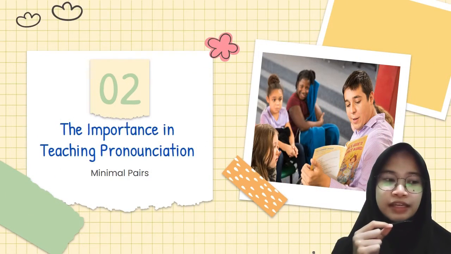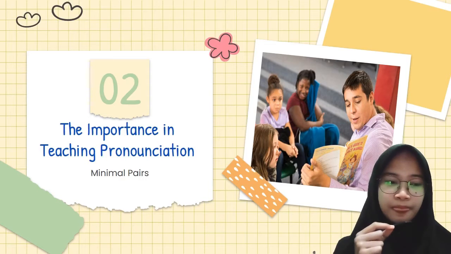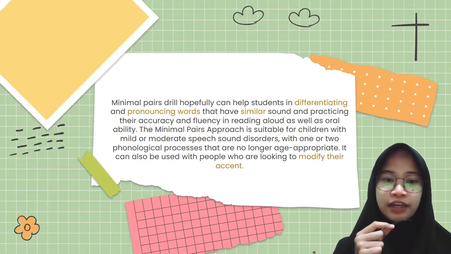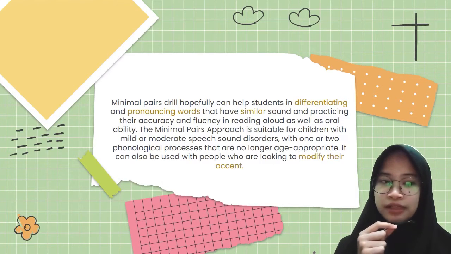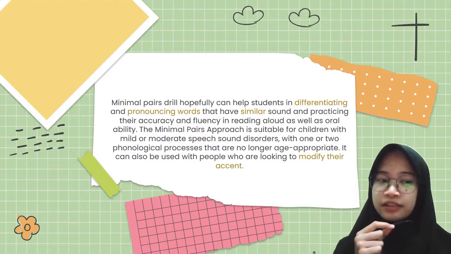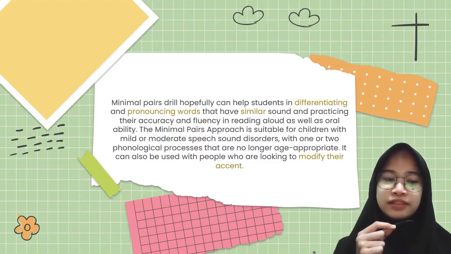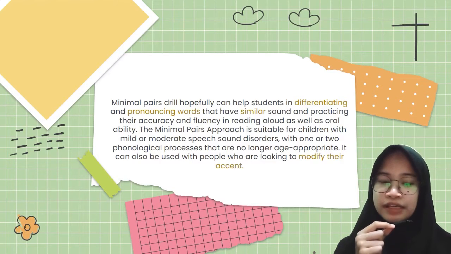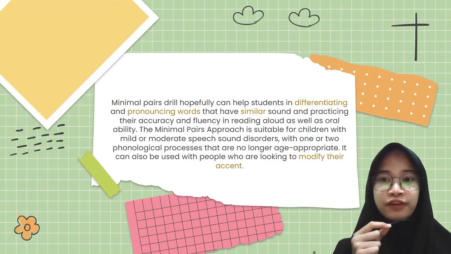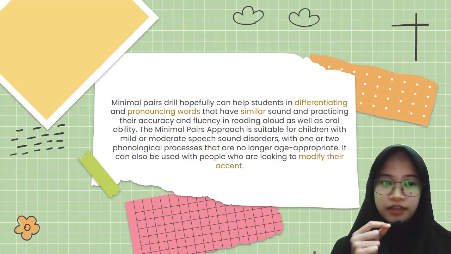Next, the importance in teaching pronunciation. Minimal pairs drill hopefully can help students in differentiating and pronouncing words that have similar sounds and practicing their accuracy and fluency in reading aloud as well as oral ability. The minimal pairs approach is suitable for children with mild or moderate speech sound disorders, with one or two phonological processes that are no longer age appropriate. It can also be used with people who are looking to modify their accent.